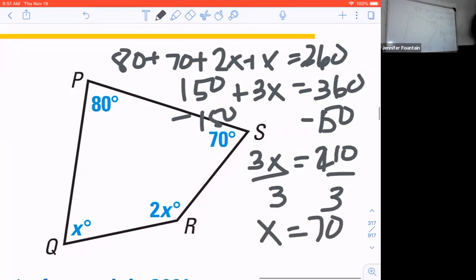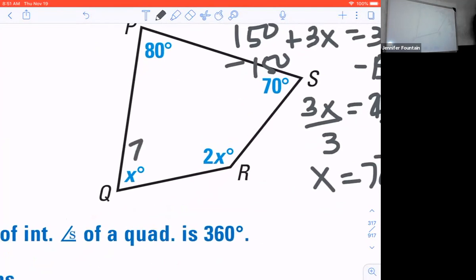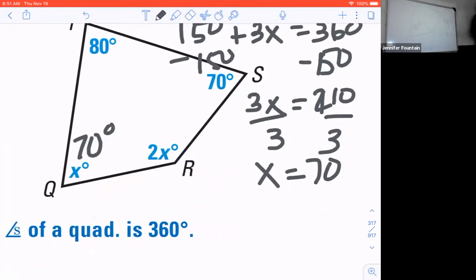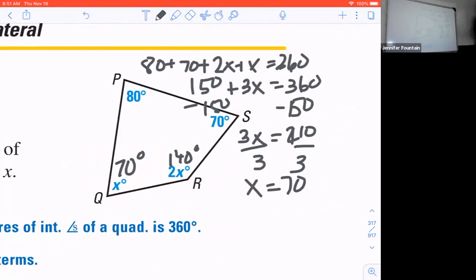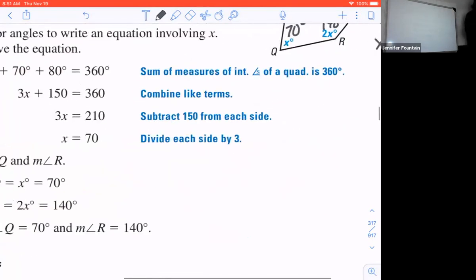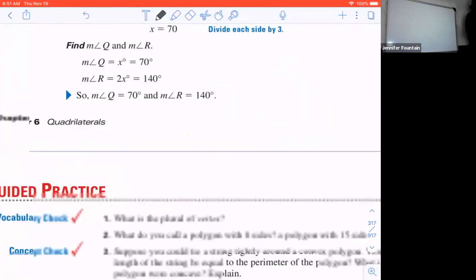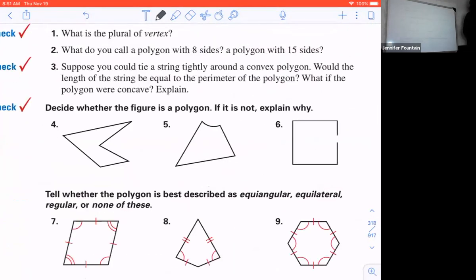So when I look at if x is 70, what do I know that angle R is? 140. 140, because it's 2 times x. Okay, so all I'm doing is setting up an equation using the information that I know, using the theorem that says if I add all 4 of them together and set them equal to 360, that I can solve for my unknown. All right, that's it on this section.